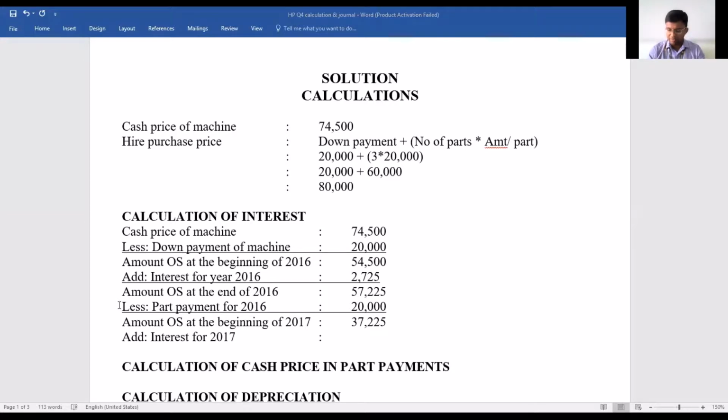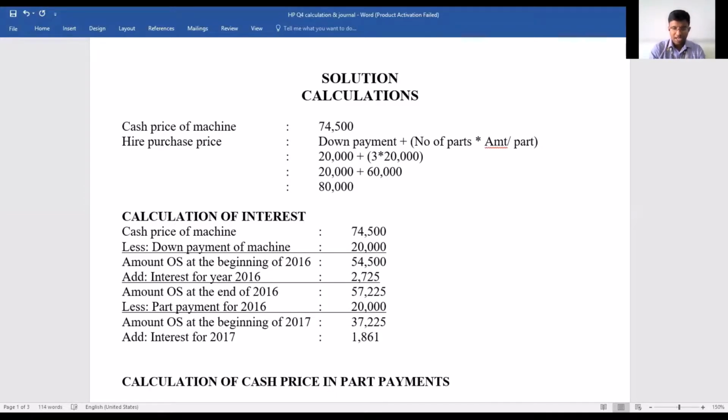Okay, so 37,225 and 5% of this works out to be 1,861.25. So I'm going to round this off, and I'm going to be keeping this as 1,861. Okay, I'm rounding off the 0.25, because when we have decimals, our further calculations may prove to be a little difficult. So to avoid those, I'm just going to keep it like this.